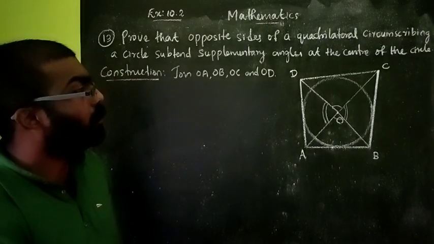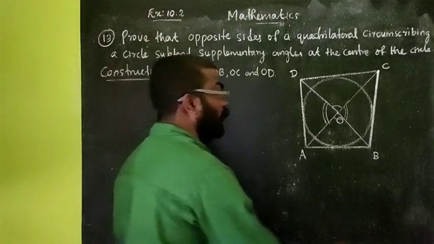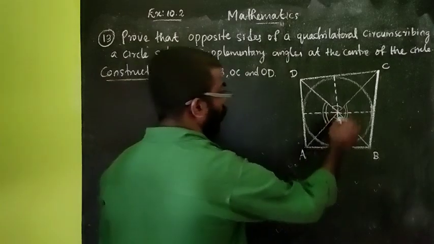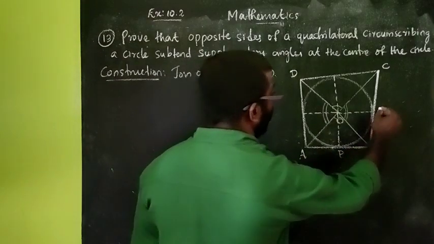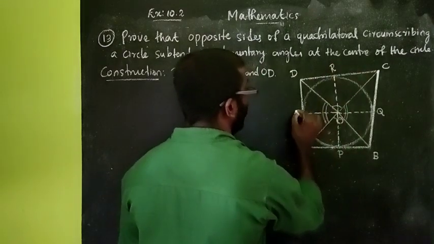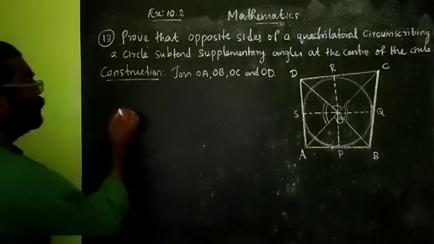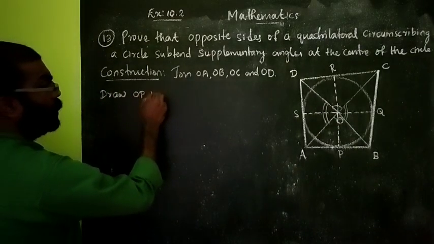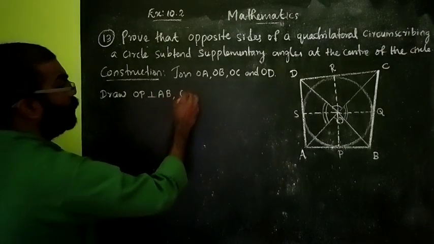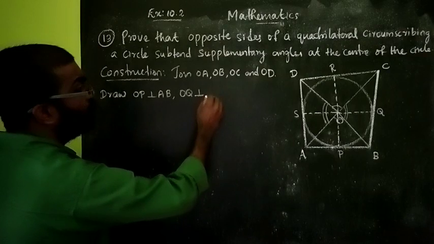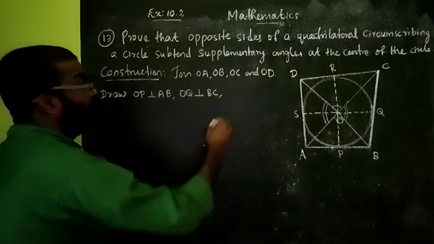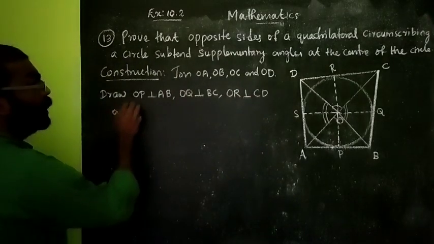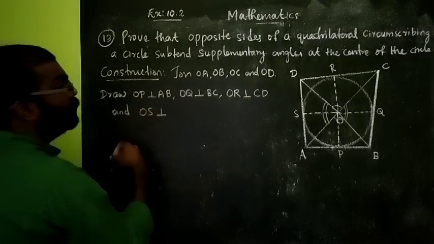So here we want to make one more construction. We have to draw perpendiculars from the center O to all the sides. Okay. So here we can write P, Q, R and S. So we can write, draw OP perpendicular to AB, OQ perpendicular to BC, then OR perpendicular to CD and OS perpendicular to AD.